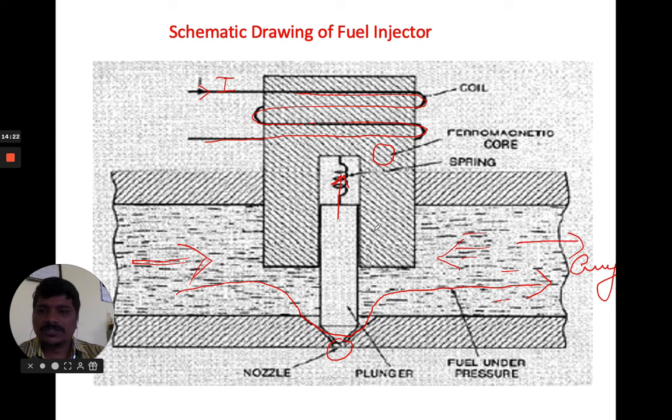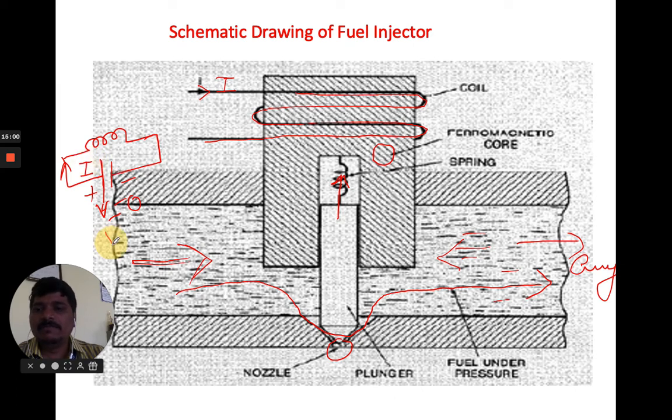I hope you have understood the concept of fuel injector and what is used in it. A simple logic is being used here. If you take a small coil, an inductor, and pass a voltage, positive and negative, and the voltage is 0, the coil will not be energized and the current will be 0 in this direction.